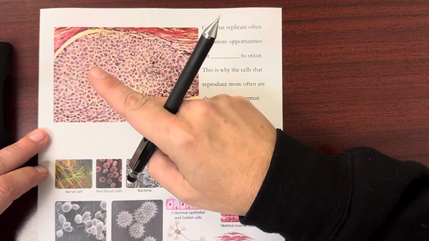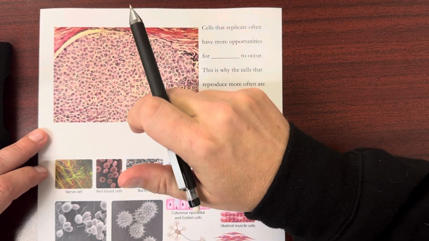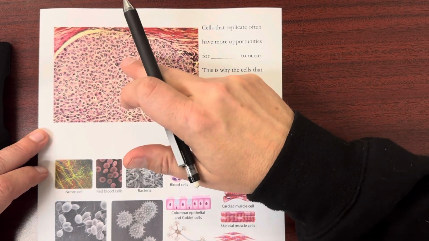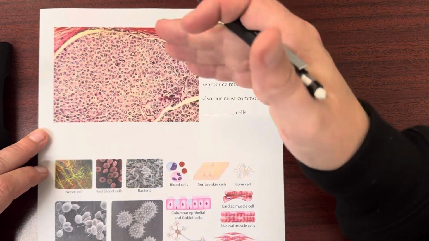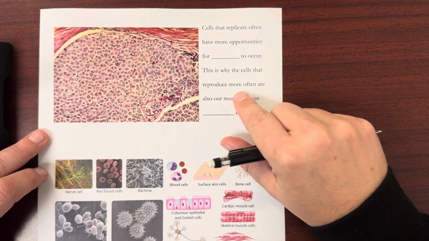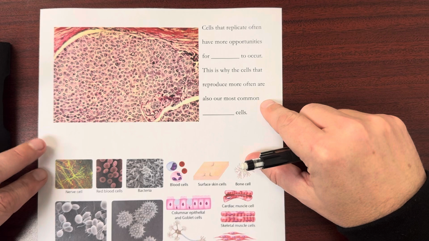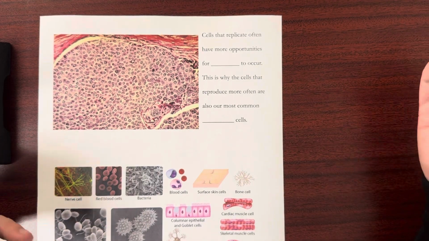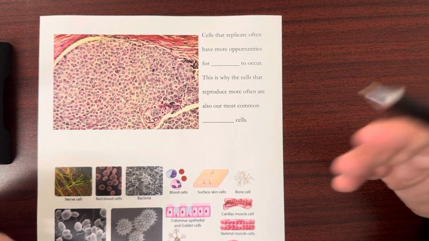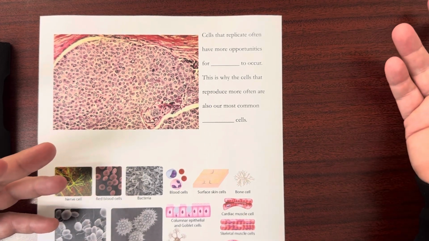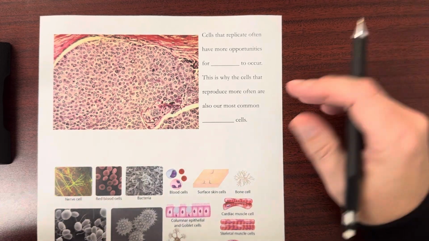Cells that replicate often have more opportunities for errors to occur. It's the error that occurred during replication or an error that's in the DNA that keeps these cells replicating when they should be stopping. This is why the cells that reproduce more often are also our most common cancer cells. Makes sense, right? The more often the cell reproduces or replicates, the more opportunities there are for cancer cells to show up.